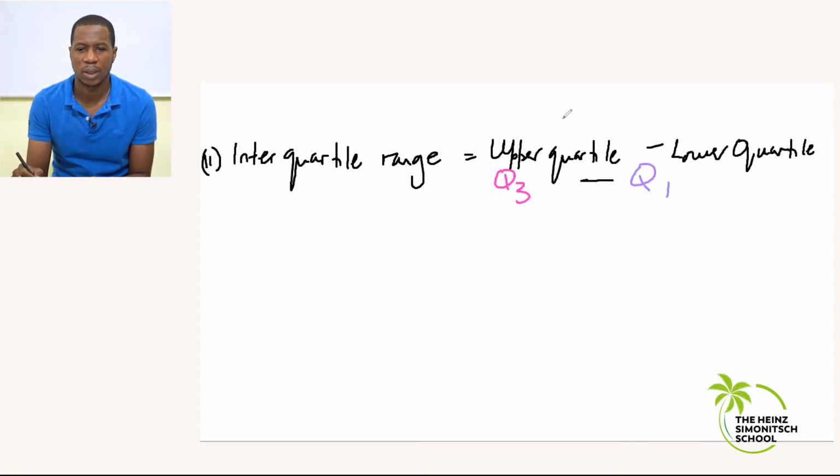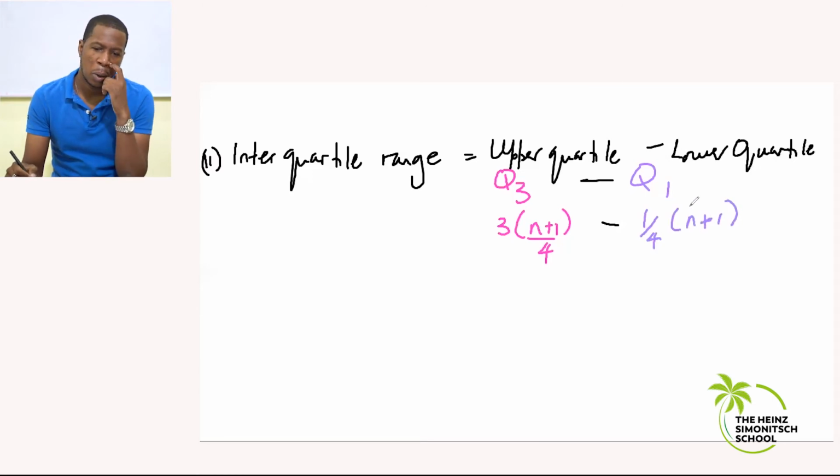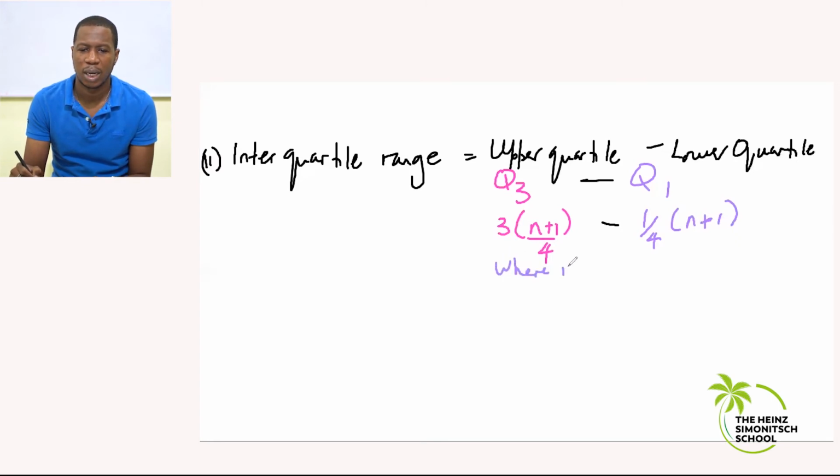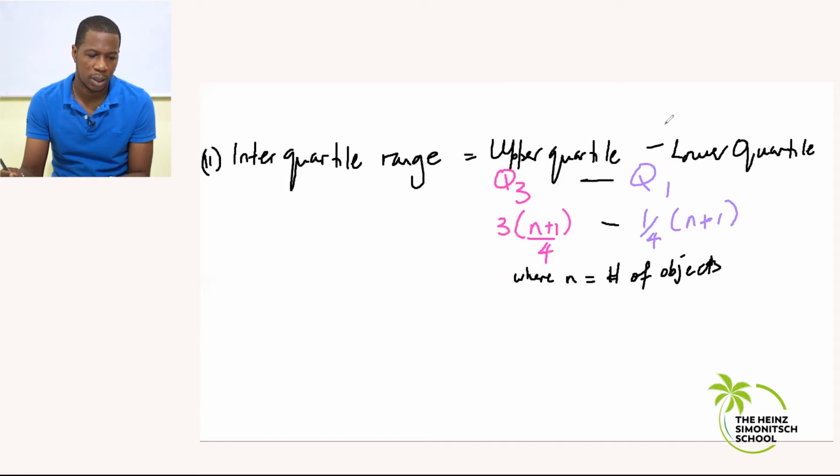So essentially, this is really the third quartile, 3 times n plus 1 over 4, minus the lower quartile, which is a quarter of that, n plus 1 over 4, where n is equal to the number of objects or elements in the data set.